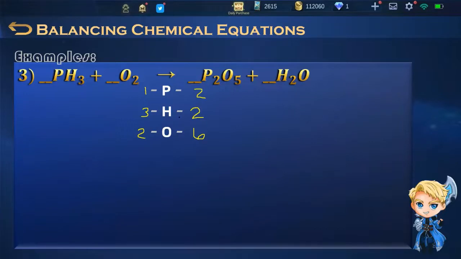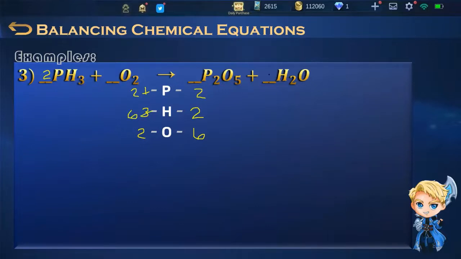What's the LCM? Least common, the same sa previous na nga example, 6 gihapon. So what will be our multiplier to make this 3 into 6? 2 ra gyud atong multiplier, so that is our coefficient. 2 times 1 is, update 2. 2 times 3 is 6. So 6 na atong hydrogen.